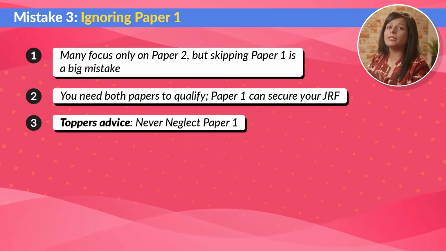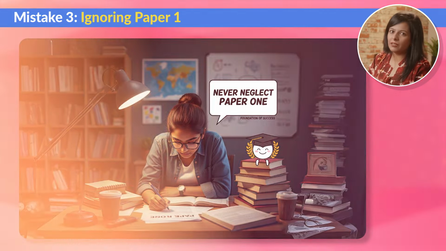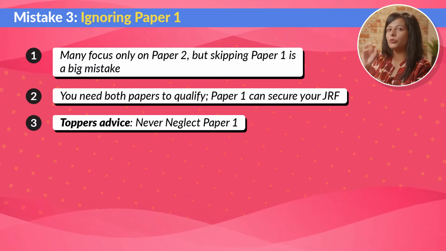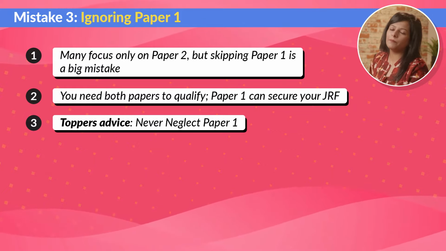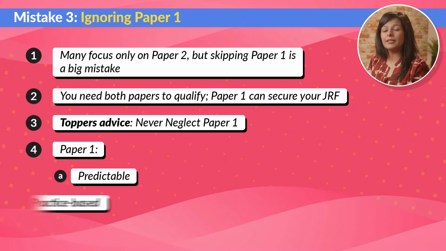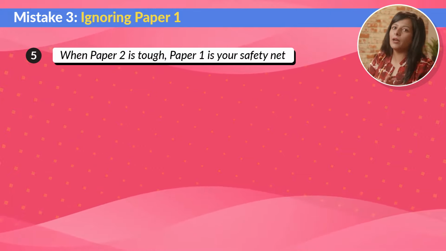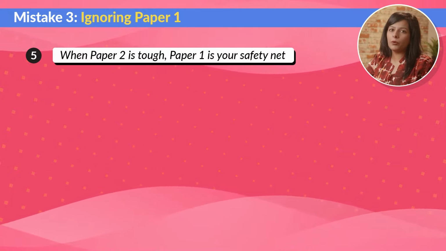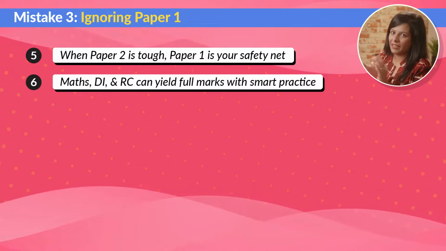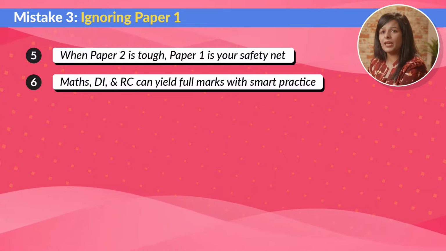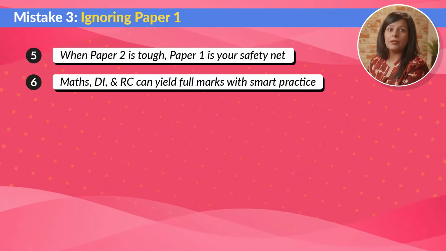Every topper says it. Never neglect Paper 1. Think of it like a balanced diet. You cannot live on just one food group. Paper 1 is your stable, nutrient-rich meal. It is predictable, practice-based, and full of scoring opportunities. In fact, when Paper 2 feels tricky, Paper 1 becomes your safety net. Sections like maths, data interpretation, and reading comprehension can give you full marks if you just practice smart.